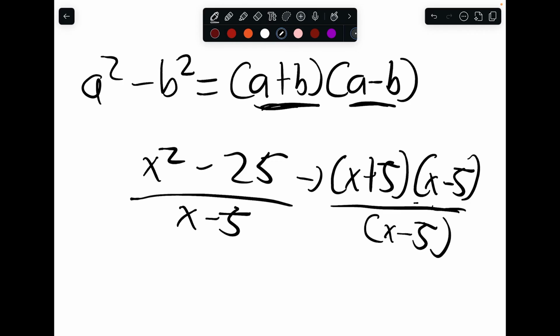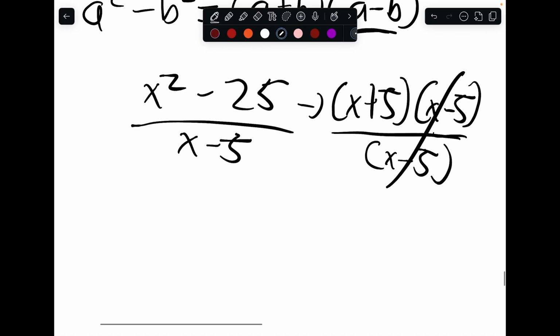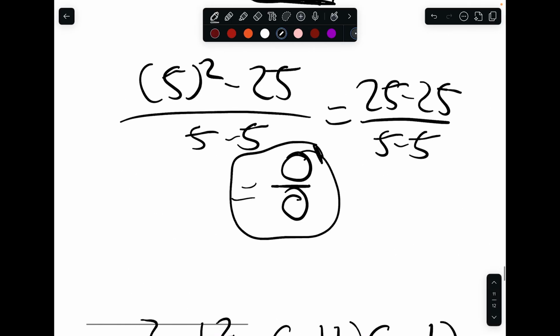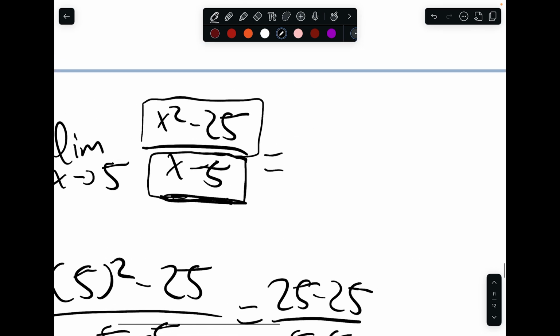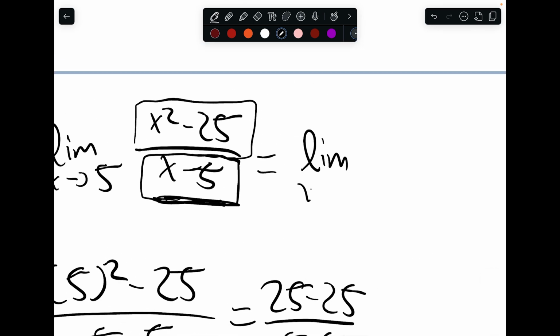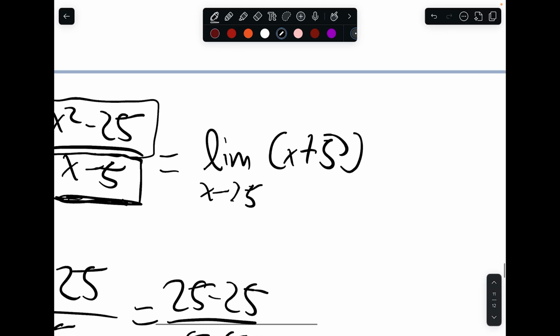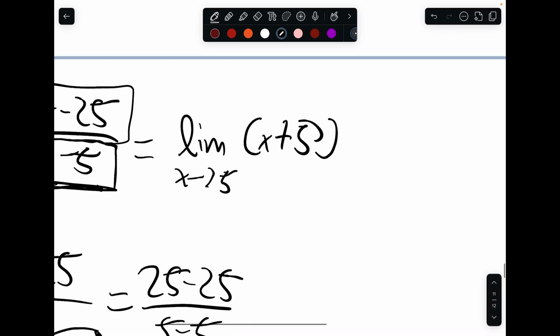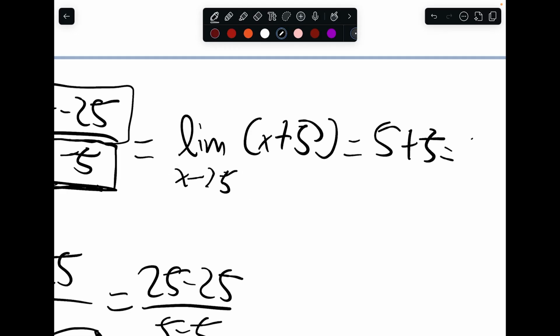And look at this here. We see an x minus 5 appear in the numerator and in the denominator. And because x minus 5 is being multiplied in the numerator, we can cancel these two out. And we can say that it is equal to x plus 5. Now, we can say that this limit would equal the limit as x approaches 5 of x plus 5. And let's do what I said before. Just plug in what your variable approaches. This is equal to 5 plus 5, which is equal to 10.